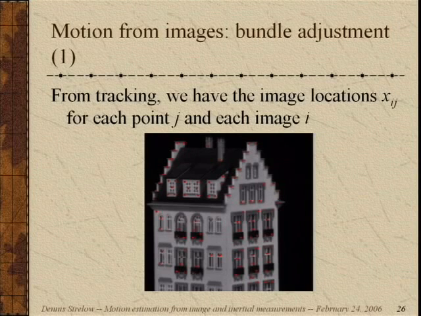Okay. All right, so let me talk a little bit about bundle adjustment, because some of my work on image and inertial measurements is built on top of it. So from the tracking data, again, this is the hotel sequence, what we have is a kind of 2D matrix of measurements. There are the positions of each point J that we tracked in each of the images I.